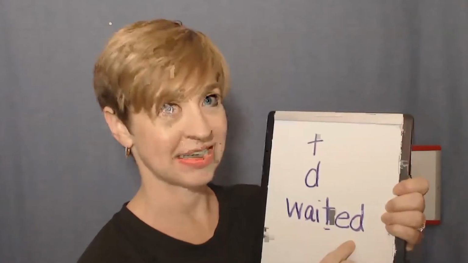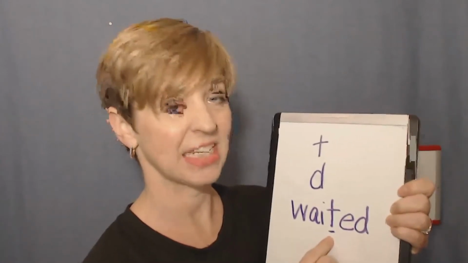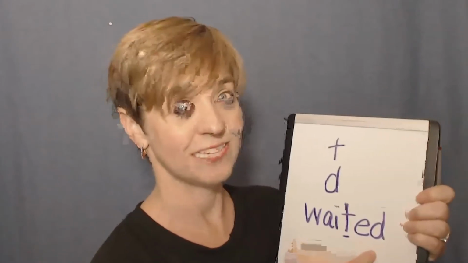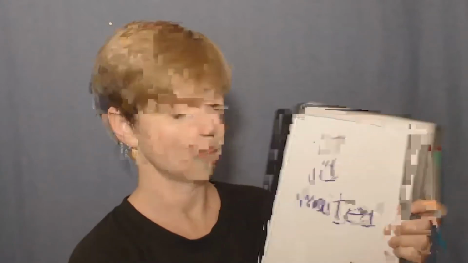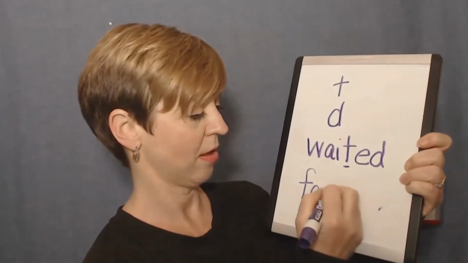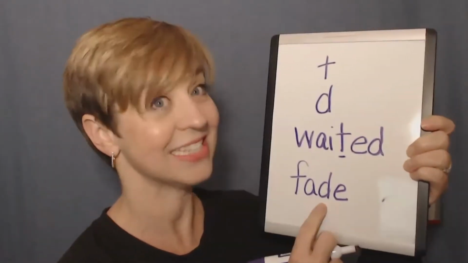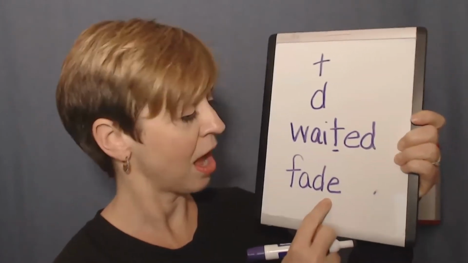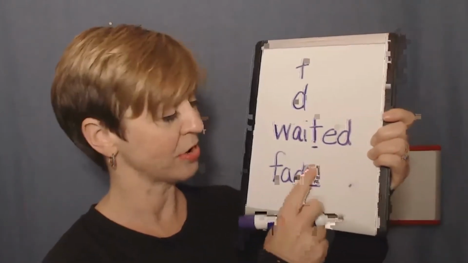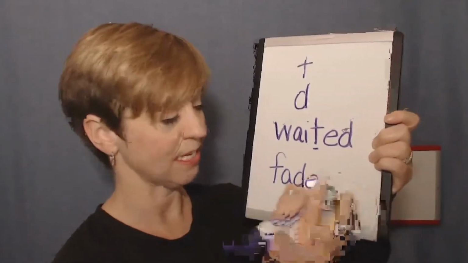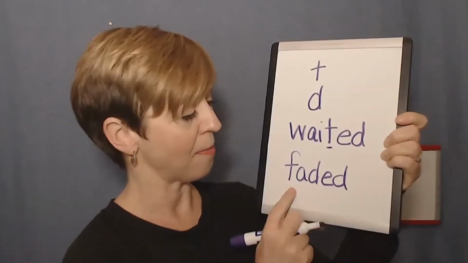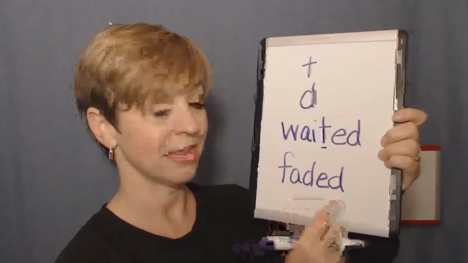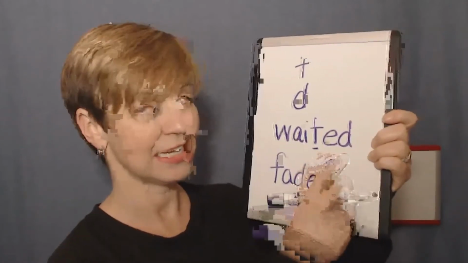Waited, waited. It sounds like tid, tid, not ted. Waited. Okay, what about the d sound? The word fade. I chose fade because it doesn't actually end in a d. It ends with the silent e. But to make this word past tense, we're going to effectively drop this e and add ed. So we don't add another e, there's only one e, and it is faded, faded. It sounds like did, tid.